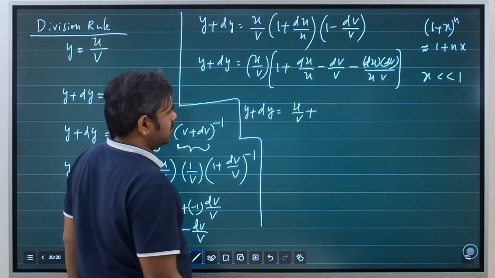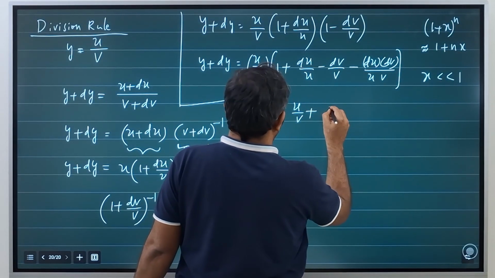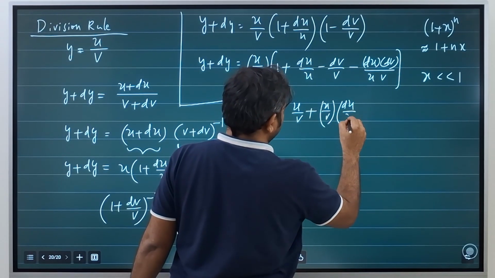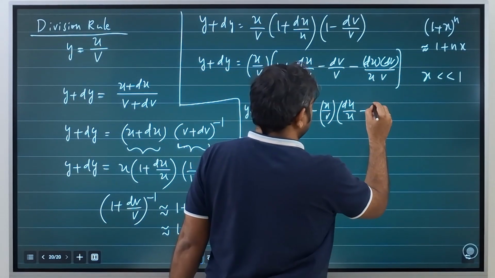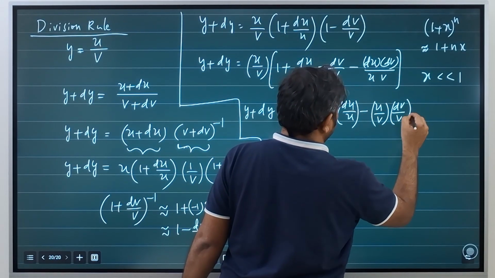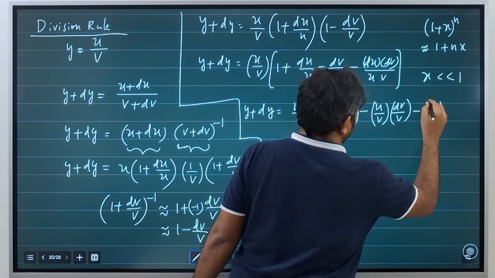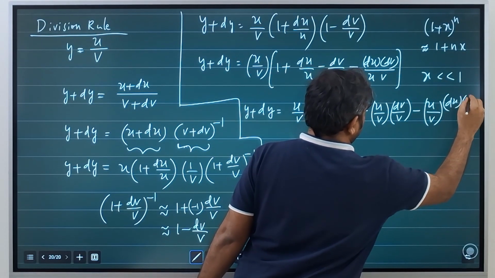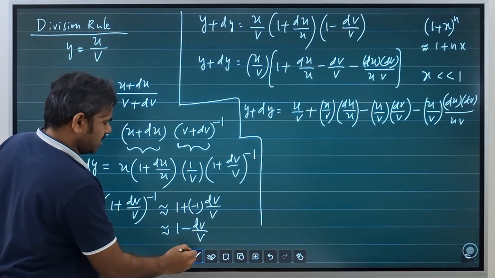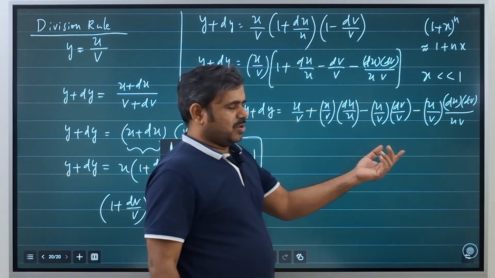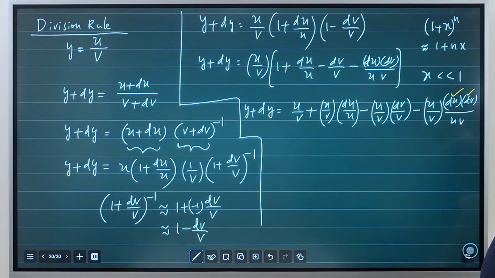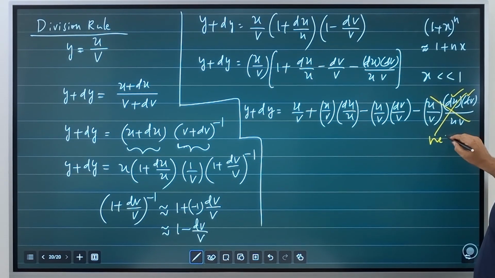Take u by v inside. U by v plus u by v into du by u minus u by v into dv by v minus u by v into du into dv by u into v in the last term. Last term is negligibly small. In the numerator, du itself is a small number, dv itself is a small number. This is infinitesimally small, this is also infinitesimally small. The product becomes negligibly small.